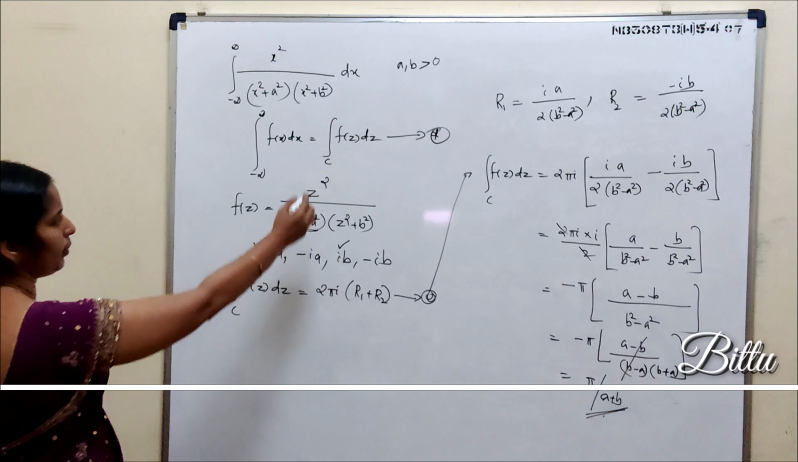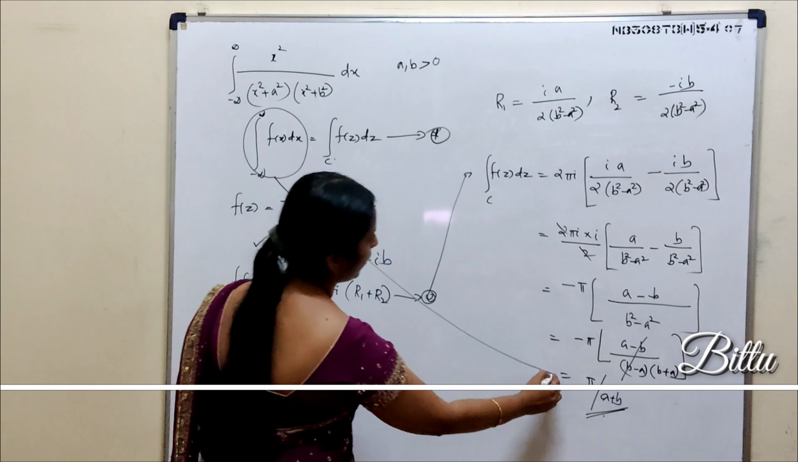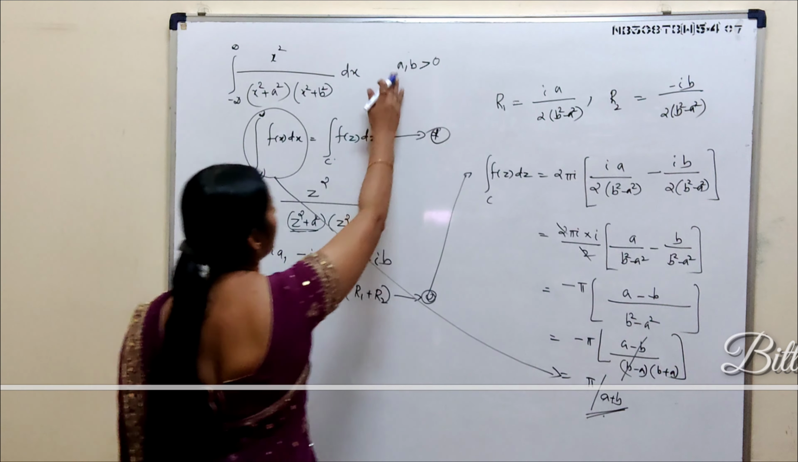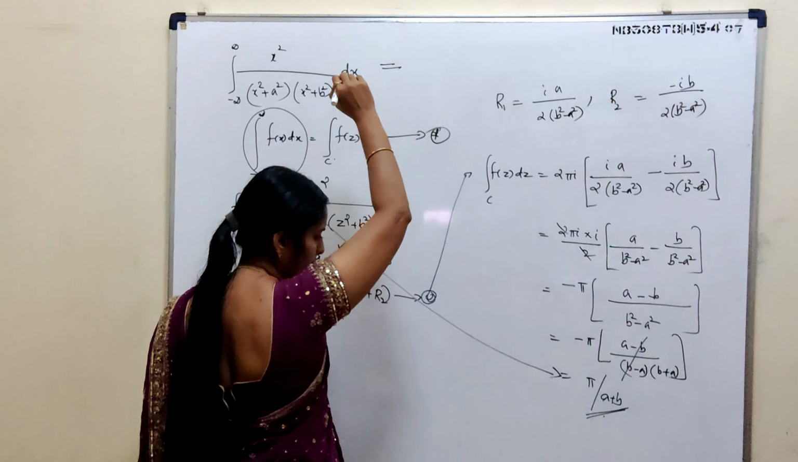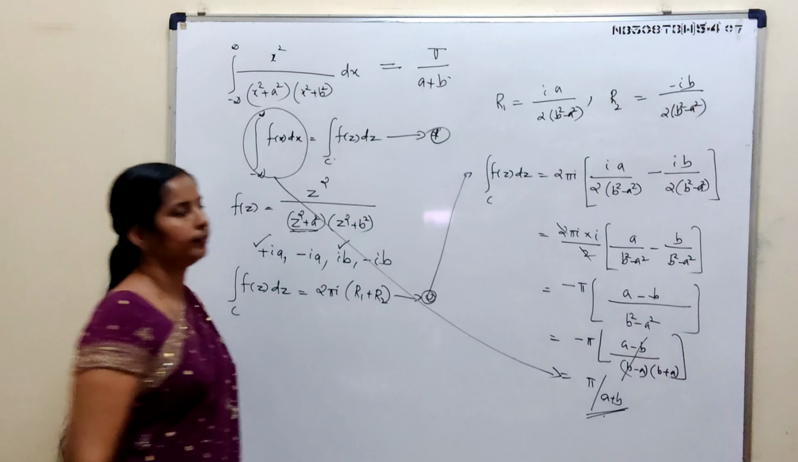So you put in equation number 1. You can see this integral is pi by (a plus b). So the answer of the given question is pi by (a plus b).